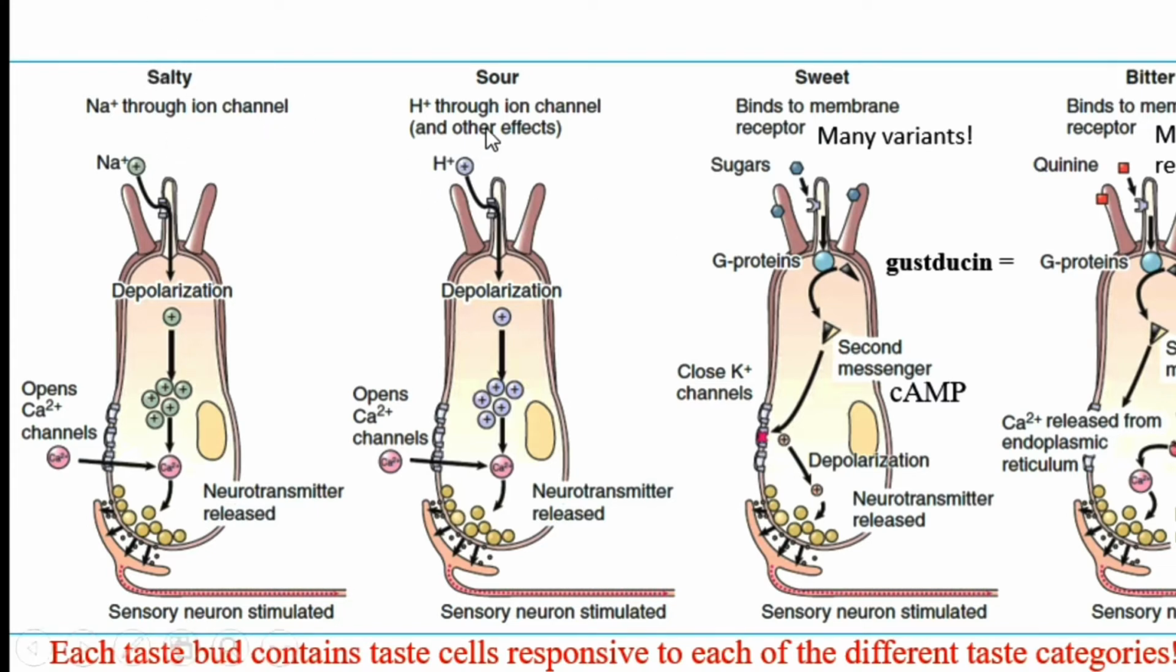For sour, we have the same mechanism, because this H plus, which is responsible for the taste of sour, is small enough that it can enter the cell through this receptor. Here depolarization happens, and calcium channels are opened again because of the depolarization. So there will be lots of positive ions in here. Finally, the neurotransmitter is released. The receptor potential, or graded potential, had happened before that, not an action potential, not an EPSP.